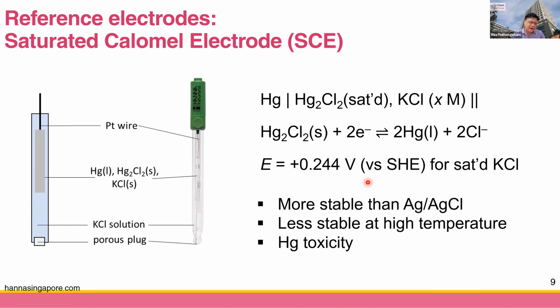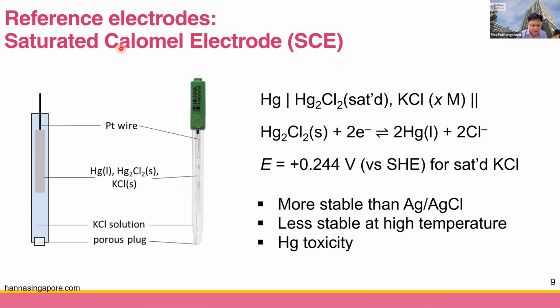And this is the first electrode used in the history of electrochemistry because it is more stable. It is very stable, yeah, but it is less stable at high temperature because this liquid can evaporate or the component can change. And the mercury, of course, is toxic, as you should know. So after that, I think we use something else. This is good to know because some people still use the saturated calomel electrode because it's stable. But now we use something else.